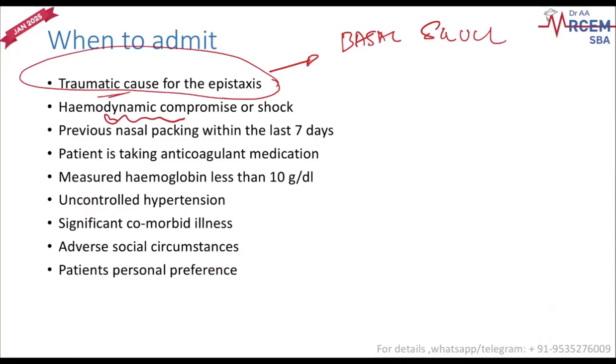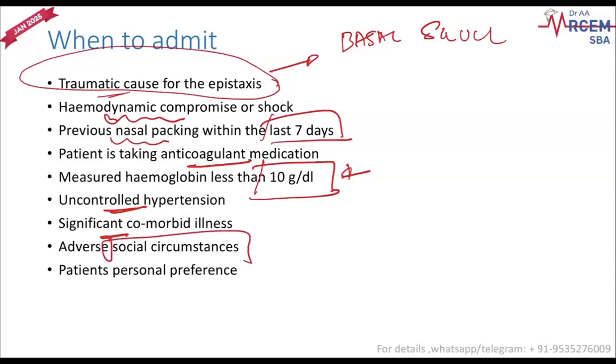If the patient is hemodynamically compromised, obviously you need to admit. Previous nasal packing was done in the last 7 days itself. If the patient is on anticoagulants, or a significant amount of blood loss is present, suggestive of a hemoglobin less than 10 grams per deciliter. Uncontrolled hypertension, it will become an urgency and emergency here. You need to admit. Significant comorbidities, especially heart-related and liver-related comorbidities, you need to admit.